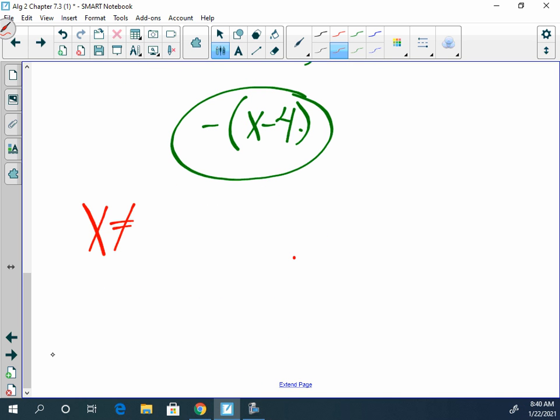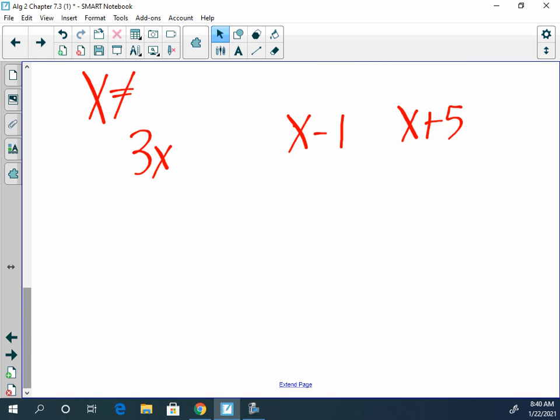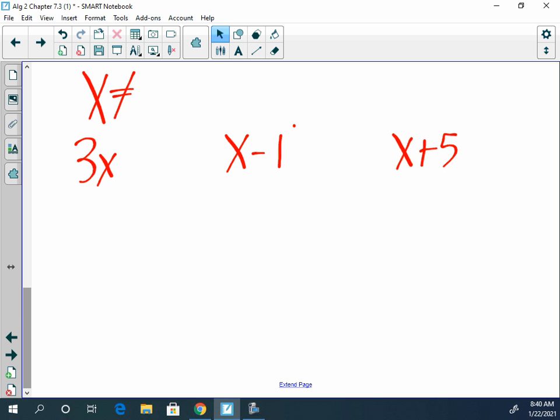Now, for us here, well, our 3x, our x minus 1, and our x plus 5, all three of these were eliminated because they all eventually crossed out, because we only had negative x plus 4, x minus 4, negative x minus 4 left. Yes? It wasn't on bottom, anything on bottom. So we need to see what value of x is going to make these three equal 0. Yes?